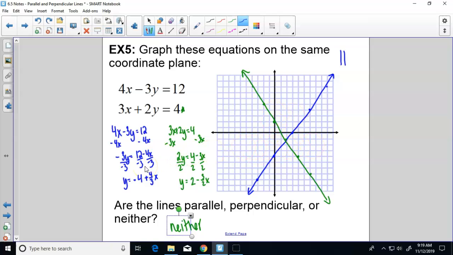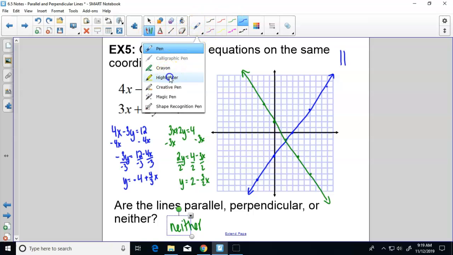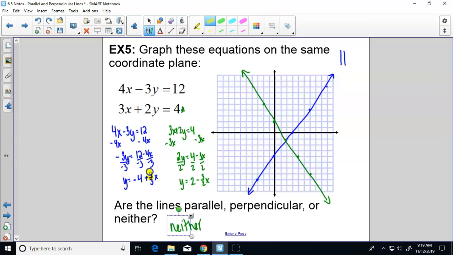But now that we know that slopes have to be opposite reciprocals if they are going to be perpendicular, if we look at our slopes, I had 4/3 here and negative 3/2 here. So I would know automatically those cannot be perpendicular, because the slopes are not opposite reciprocals. They're opposite, but they're not reciprocals for that one.